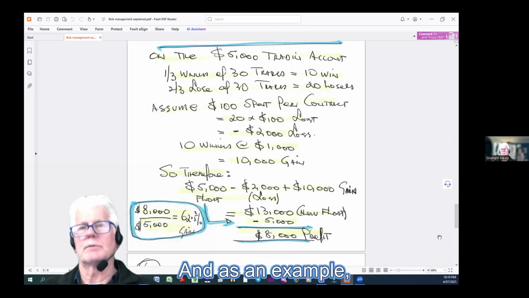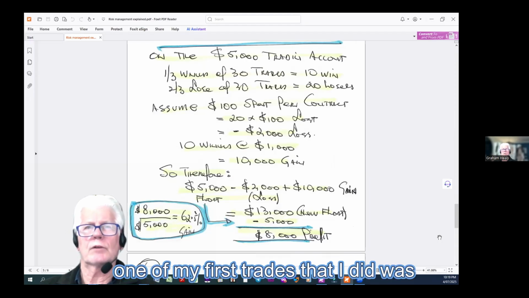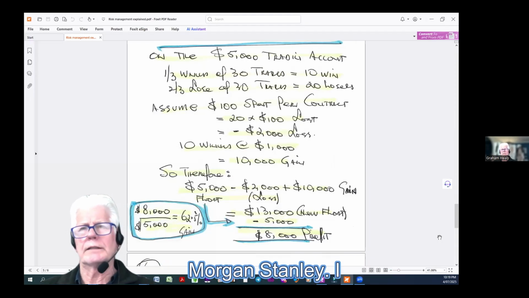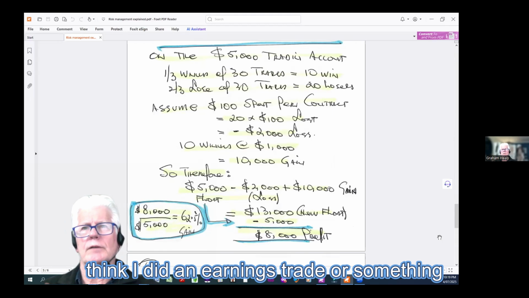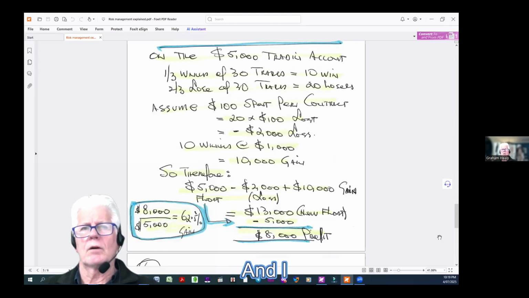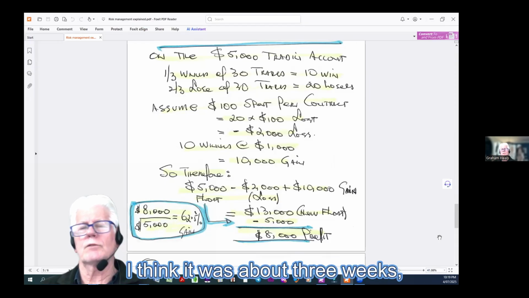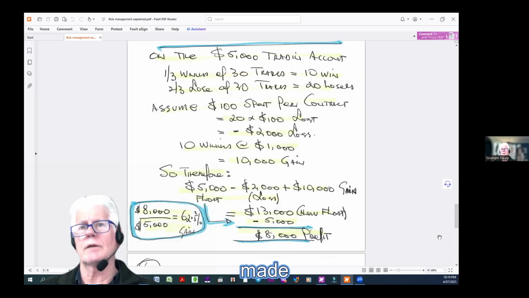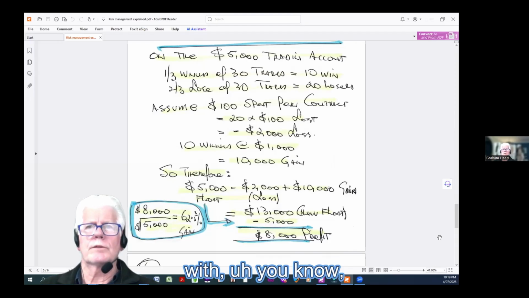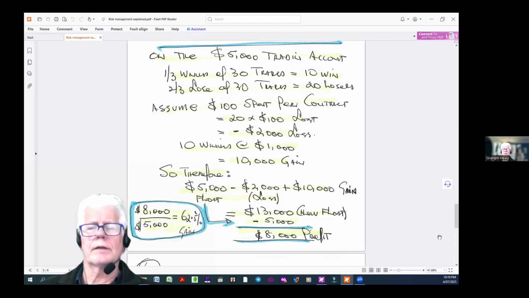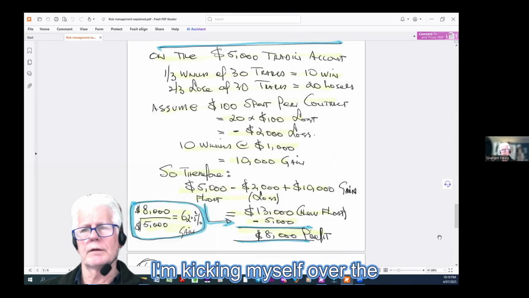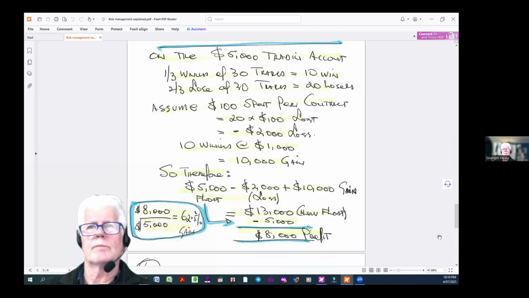And as an example, one of my first trades that I did was Morgan Stanley. I think I did an earnings trade on that, and I put in about $120, and within, I think, about 3 weeks, that made $800. Recently, I'm kicking myself over the Goldman Sachs trade that I did just recently.